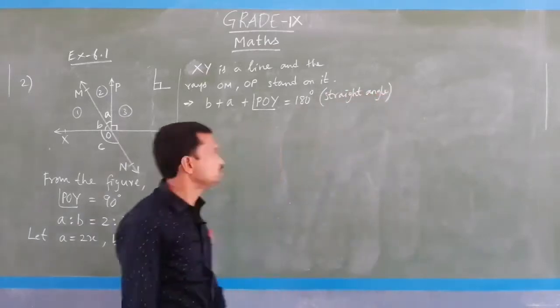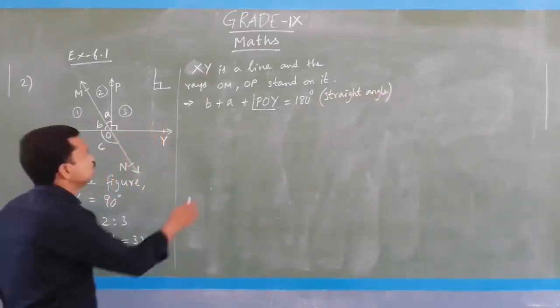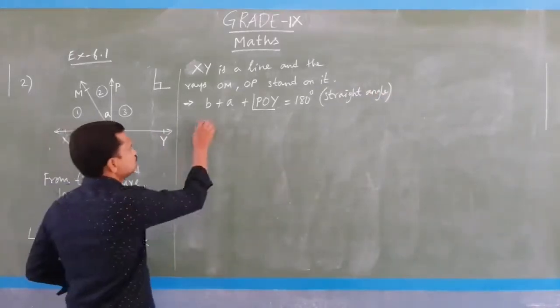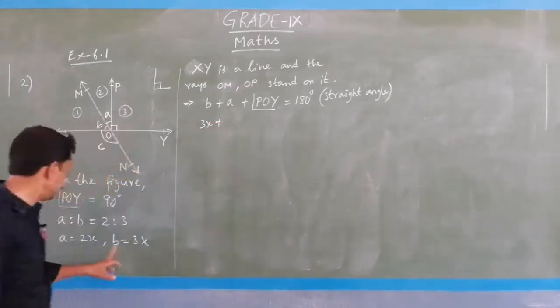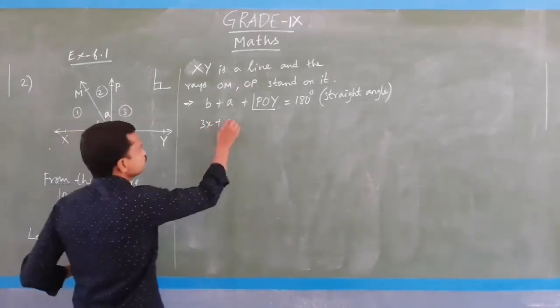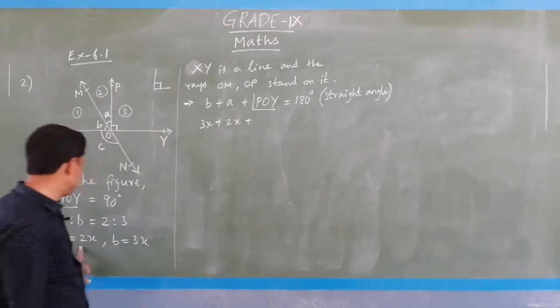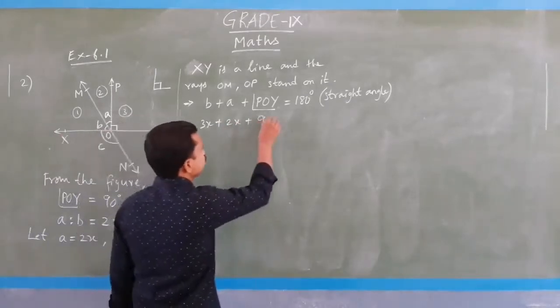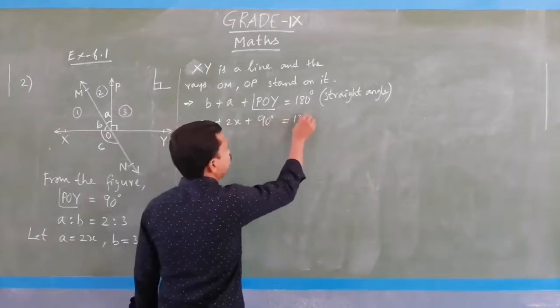Okay, 180 degree. So, B plus A, what is B? 3x. And what is A? 2x, plus, and what is POY? 90 degree. From the figure we can get it. This 90 degree equal to 180 degree.